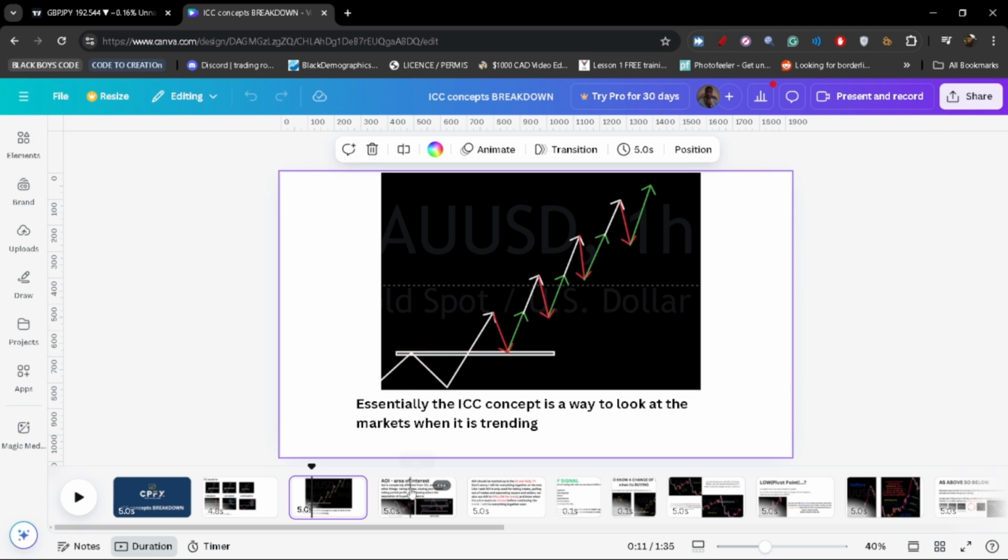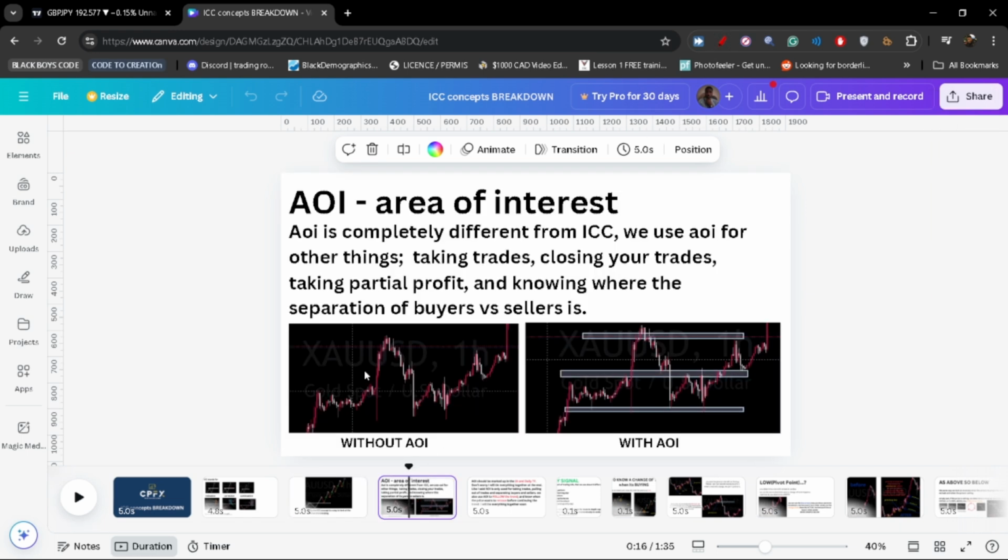So if you notice, as you can see on the left hand side, price looks kind of confusing, but on the right hand side here you can see it makes more sense when you have an area of interest. So essentially guys, it's your job to understand where to mark your area of interest. And then all you just have to do is wait for price to tap that area of interest and then you take your trade. It's literally that simple guys.